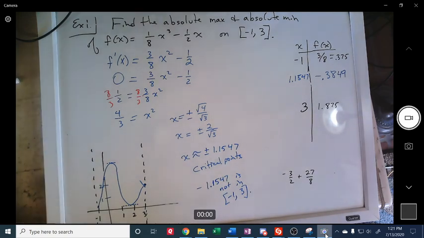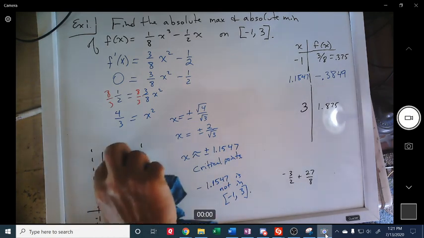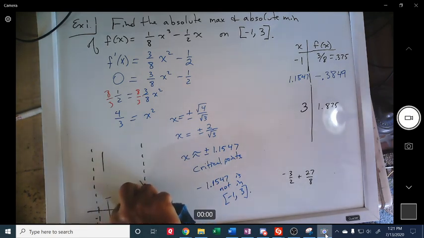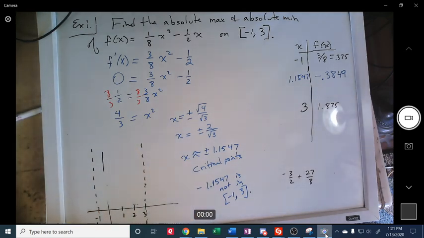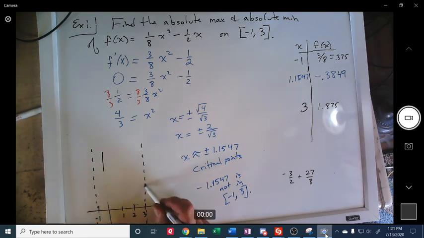So, the only point that was significant, besides the endpoints, turned out to be a little more than 1. So we had here a little bit more than 1, it was down here. This was my picture of what's happening.